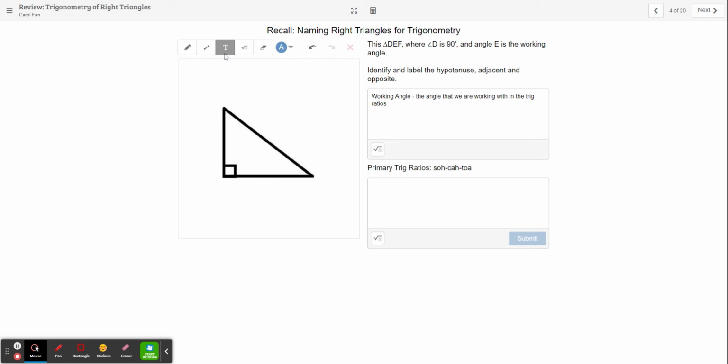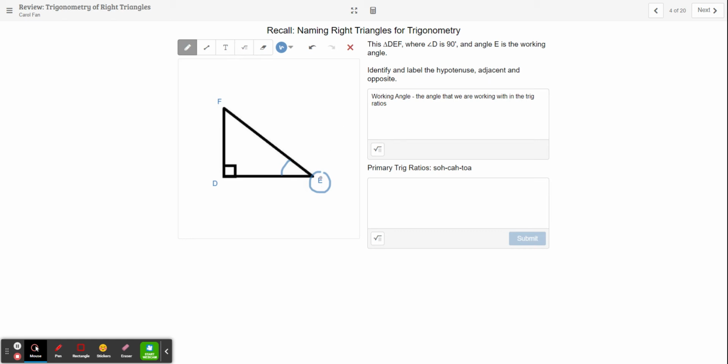So in this case, it's told us that 90 is represented by letter D. So we have D here. Angle E is the working angle. I'll label this as E. It could very well be here, but that would just mean that our other adjacent and opposite will be relative to the angle here. Okay, and then our other one would be angle F. So this is our working angle. I'm going to circle it because everything has to be relative to this now.